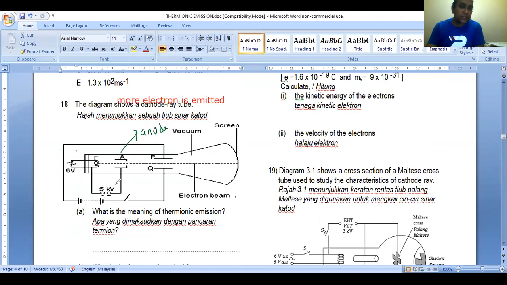So what happens is when you increase the voltage of the anode, the anode becomes more positive. That means it can pull the electron with a stronger force. So the electron is going to travel very fast. Why? Because the anode now is more positive, so you are able to attract the electron faster. That means the speed of the electron will increase.